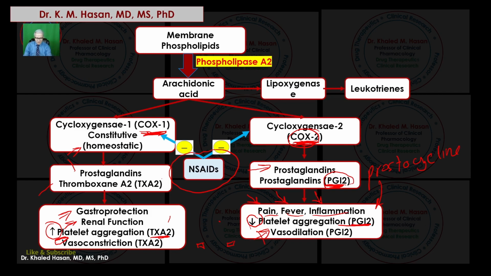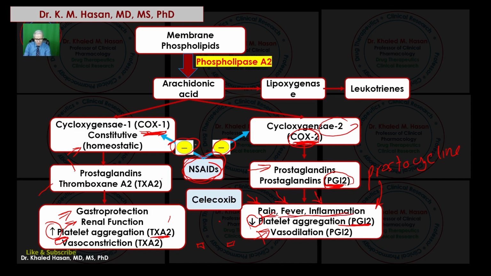As you can see from this image, NSAIDs inhibit cyclooxygenase 1 and cyclooxygenase 2. If you inhibit cyclooxygenase 2 with the NSAID, the result will be decreased pain, decreased fever, and decreased inflammation.